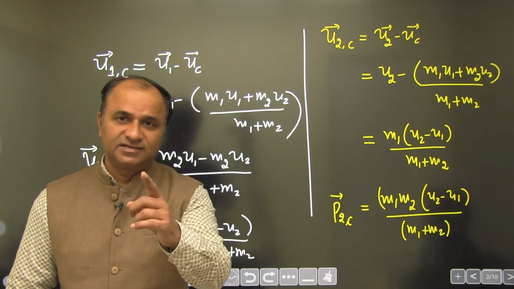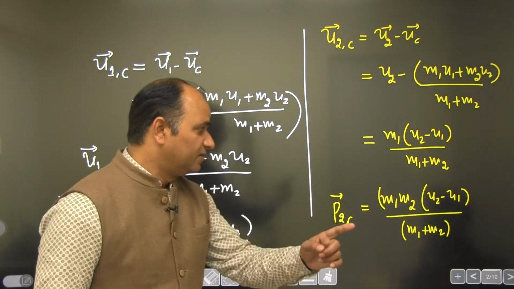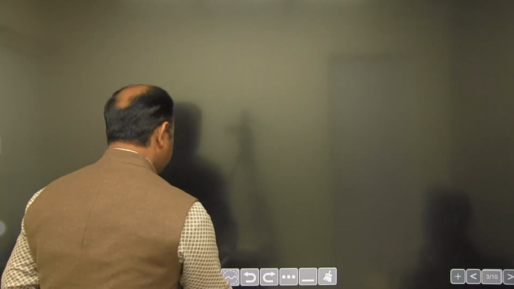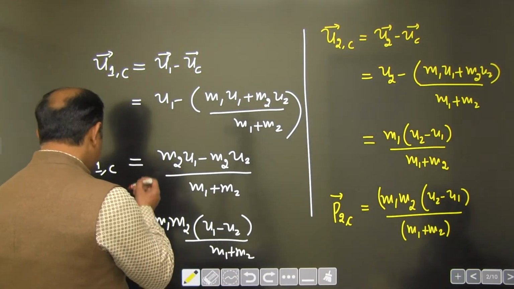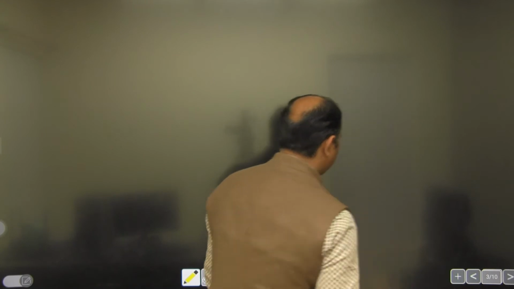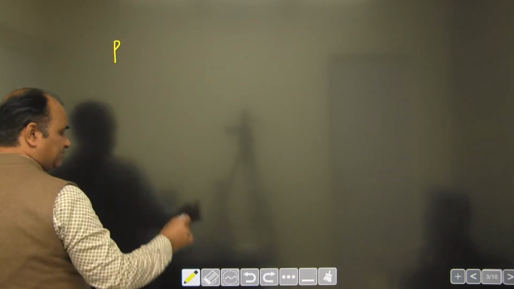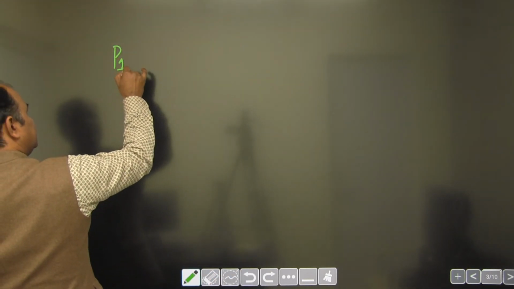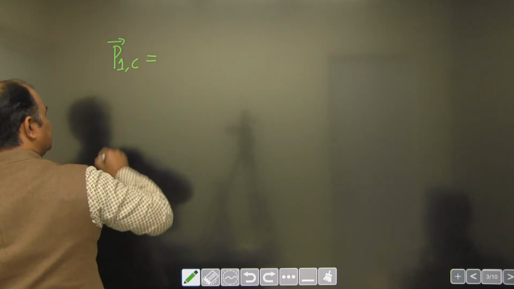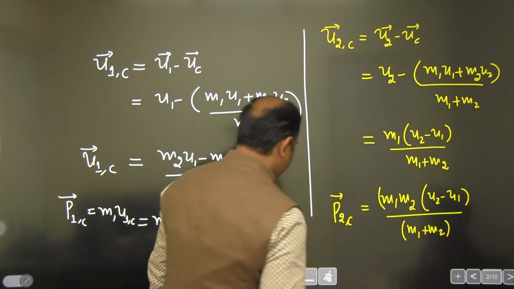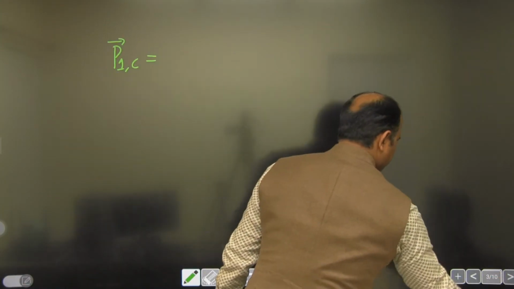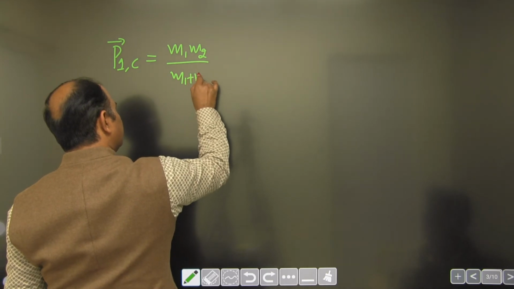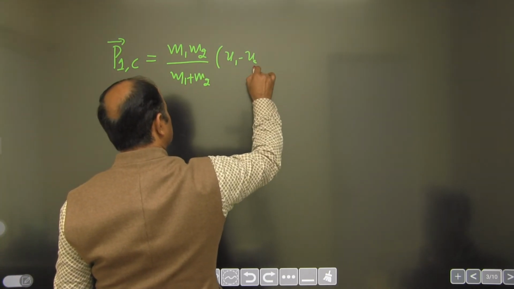So what is more interesting? What is the first interesting result? When we observe the collisions from the center of mass frame, we are going to get a very interesting result. What is P1C? You can see, it is the initial momentum of the first particle just before the collision. So the initial momentum of the first particle with respect to center of mass, P1C initial, is equal to, as you can see in the previous slide, m1 m2 over (m1 plus m2) into (u1 minus u2).